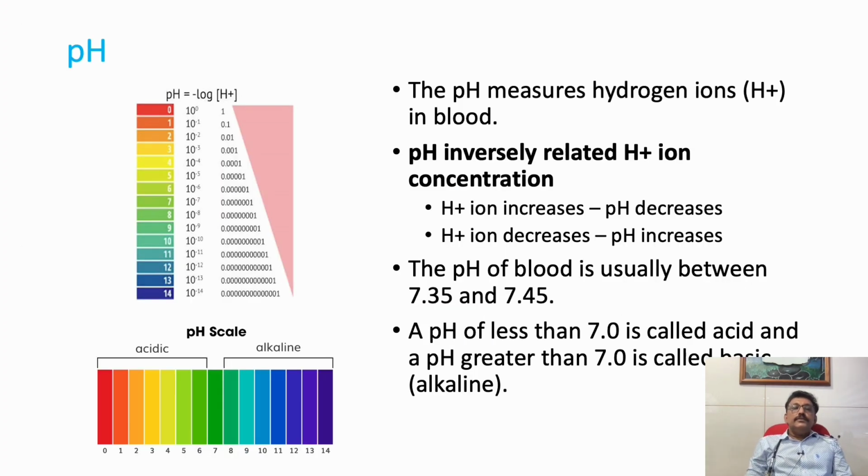Now the first value is pH. It measures the hydrogen ion in blood. pH is inversely related to hydrogen ion concentration. Hydrogen ion increases, pH decreases. Hydrogen ion decreases, pH increases. So hydrogen ion determines the acidosis or alkalosis in blood. pH is maintained between 7.35 to 7.45 in our blood.